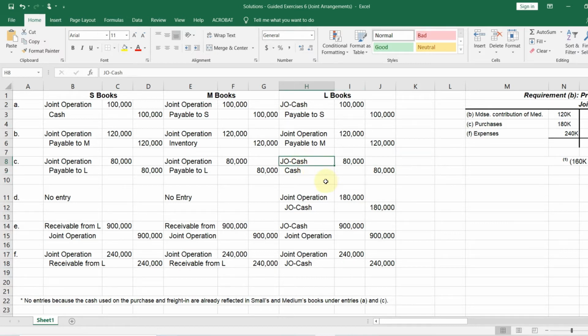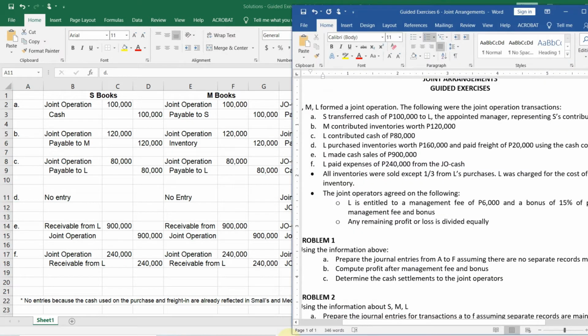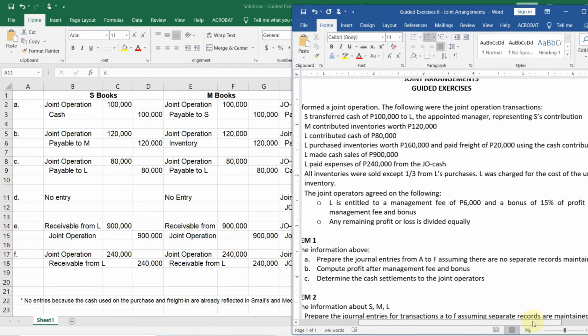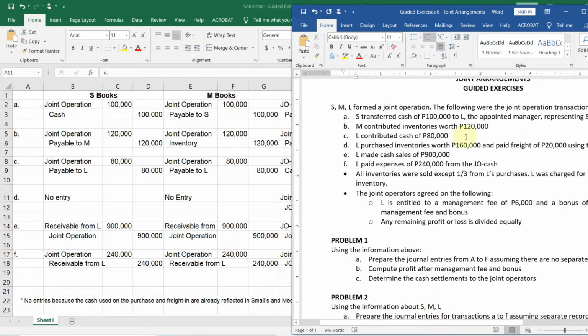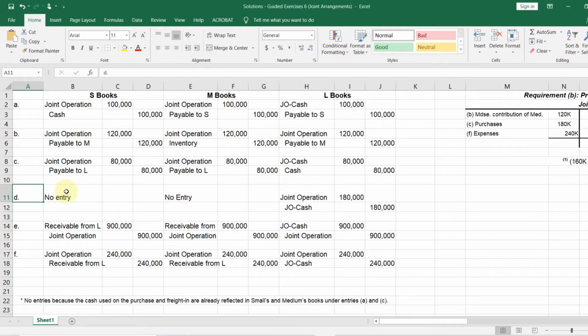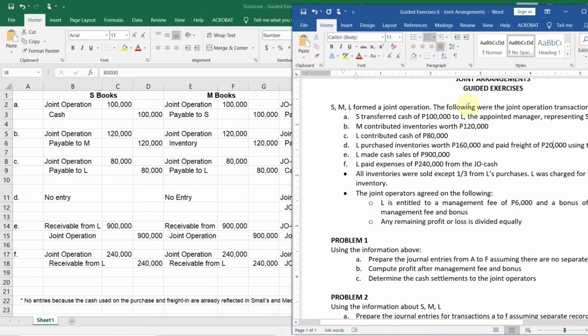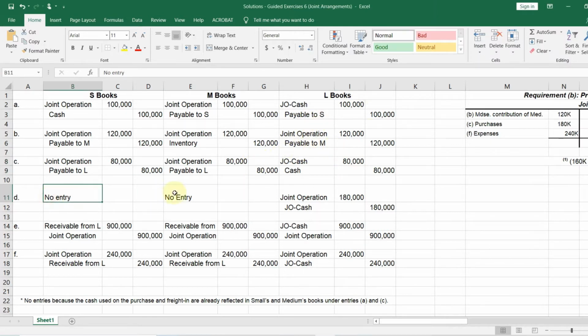Okay? So, ganun lang. For D, L purchased inventories worth 160,000 and paid freight of 20,000 using the cash contributions. So, 160 plus freight na 20, you have 180. Sa books ni S at ni M, no entry, kasi sapat na yung JO cash account. Kasi the JO cash account has 100 plus 80, 180. Magkano ba yung pinurchase? 160 plus 20, so 180. So, no need to record it in the books of S and M because they have already recorded it.